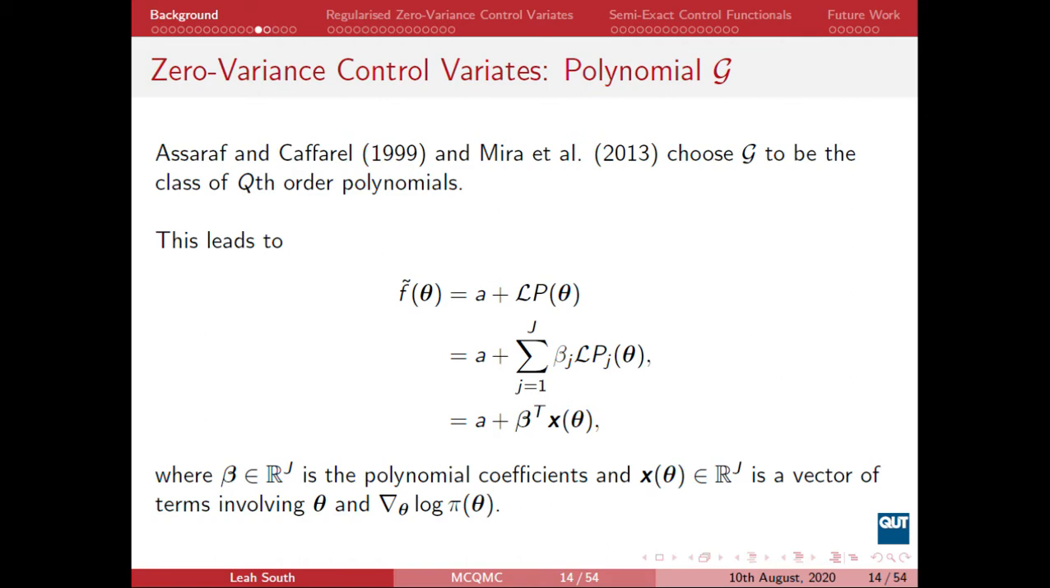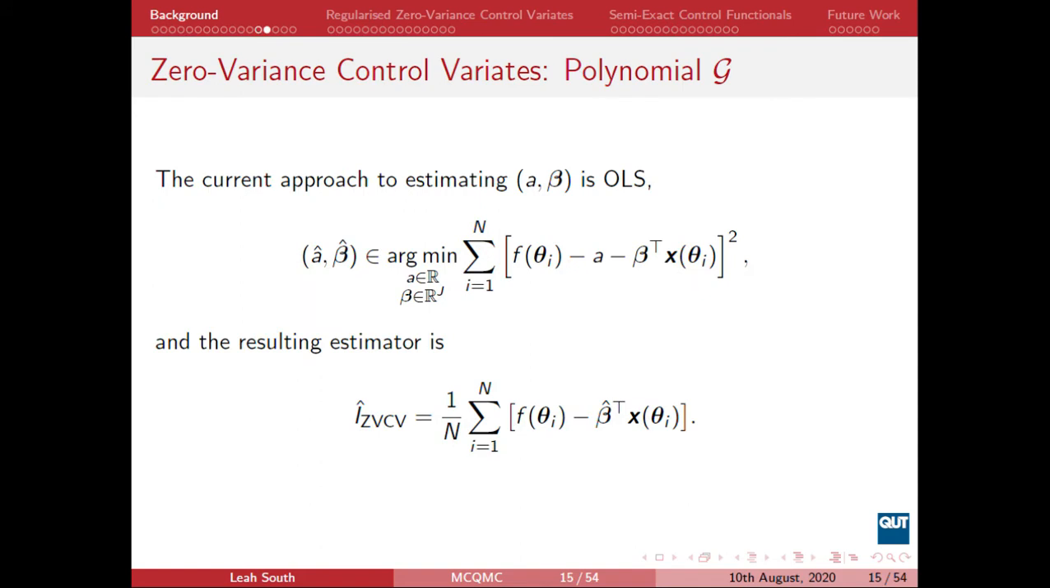So you might look at this and notice this actually looks a lot like linear regression. That's essentially what we're doing. We want f tilde to be as close to f as possible, so we want to do something that looks like a regression of f on a plus beta x. So this is very easy to implement in practice. The current approach is to estimate a and beta using ordinary least squares. So that's just a normal linear regression approach. You might want to consider an alternative based on minimizing the asymptotic variance of the Markov chain, but we don't look at that here. That's done by some other authors. Essentially, the resulting estimator just looks like this.